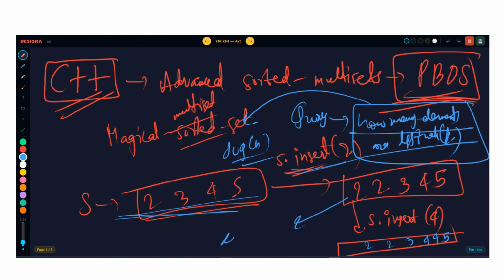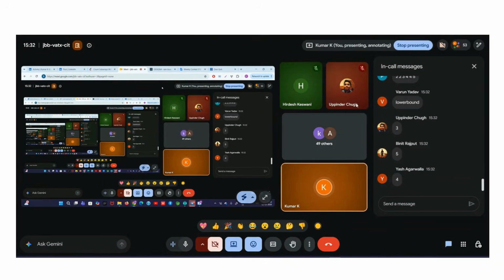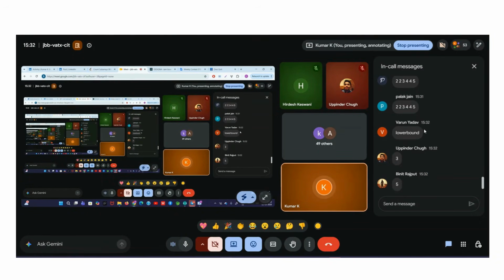So guys, if I run the function count 4, what will be the answer on this sorted set? 2, 2, 3, 4, 5. Count 4 means it will tell you how many elements are less than or equal to 4 in this sorted set. So guys, how many elements are less than or equal to 4? Only 4. No, I'm not even talking about lower bound, upper bound.